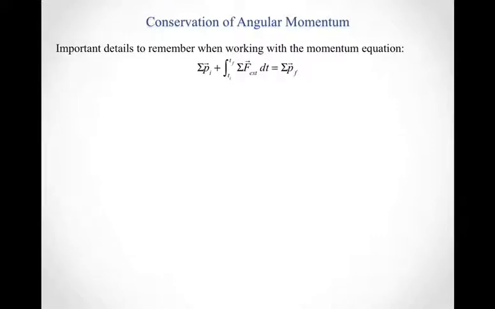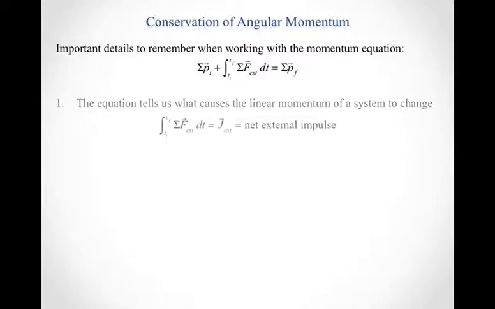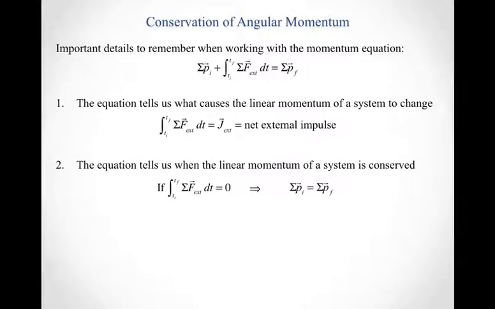So what are the important details we need to remember when working with this equation? Well, the first is this equation tells us explicitly what causes the linear momentum of a system to change, and it's this integral. This integral we've given a name before: we said this was the net external impulse acting on the system, and the net external impulse is what changes your system's momentum. This equation also tells us when the linear momentum of your system is conserved. If this integral is zero, then the total initial linear momentum of your system is equal to the total final linear momentum of your system.